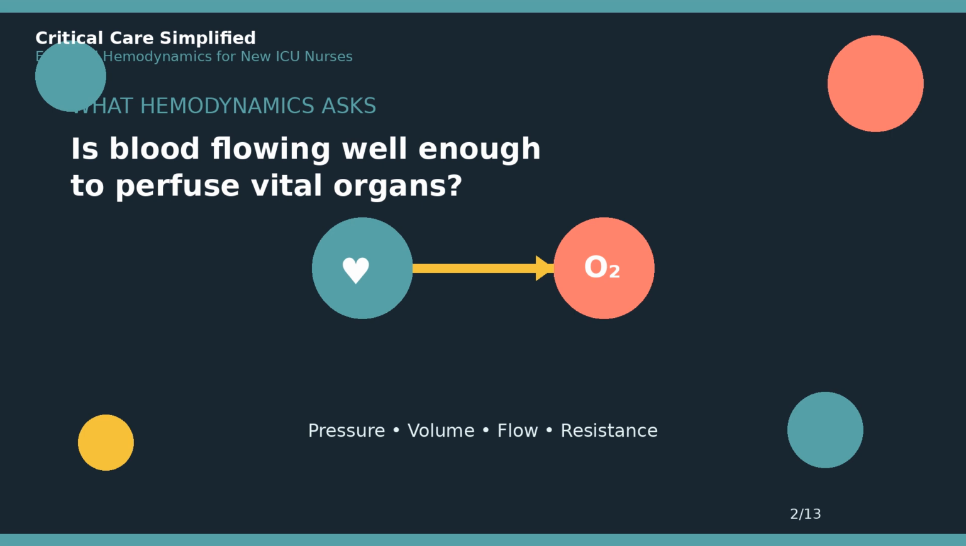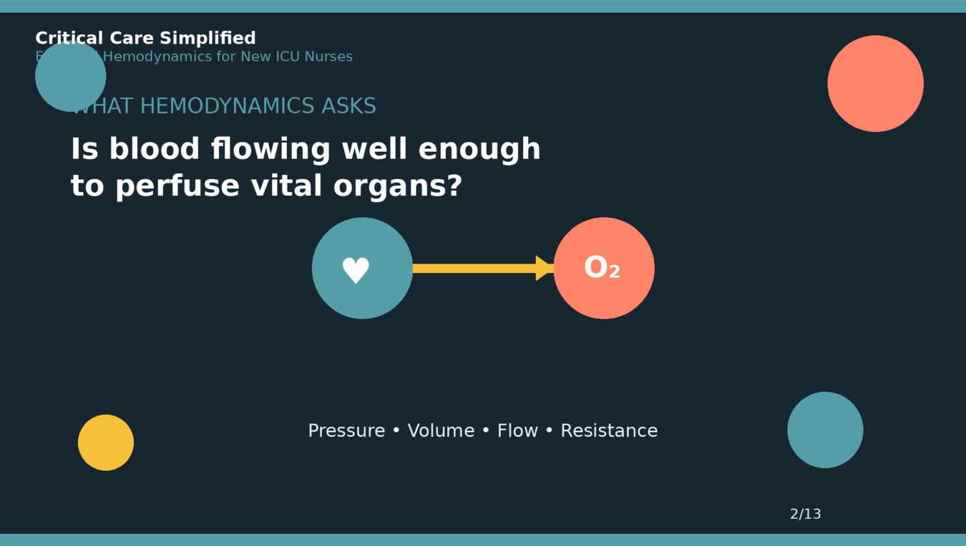It is bedside decision-making. When a patient's pressure drops, their heart rate rises, their urine output decreases, or their skin becomes cool and mottled, those are not isolated findings. They may be signs that circulation is failing. The goal is not to memorize numbers in isolation. The goal is to connect the numbers to the patient in front of you.